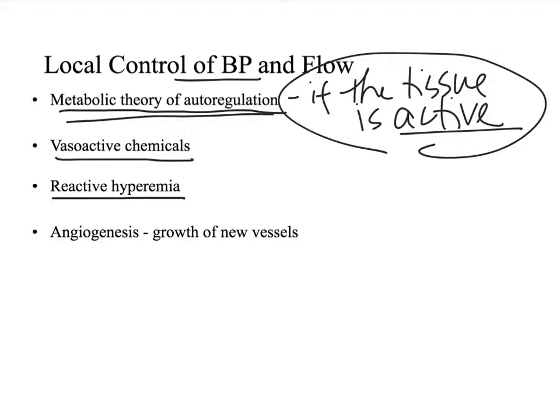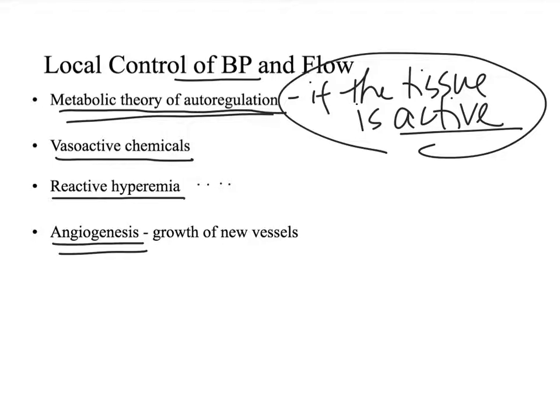Reactive hyperemia is if you get embarrassed and blood flows to that tissue. Okay, or you cut off the flow to tissue, like you're leaning on your arm and you fall asleep on it and you wake up and it's all tingly. Okay, so then blood is flowing back to that tissue.